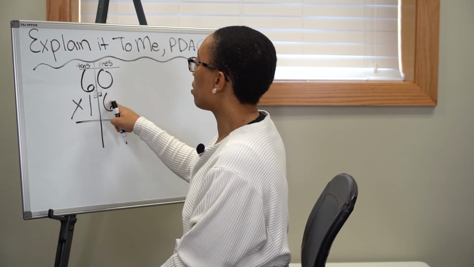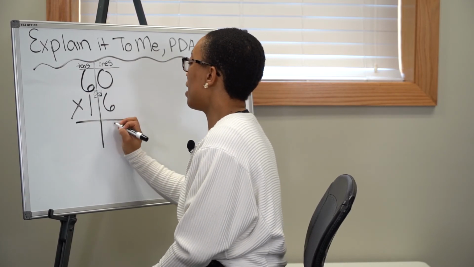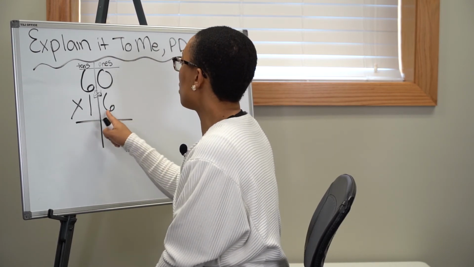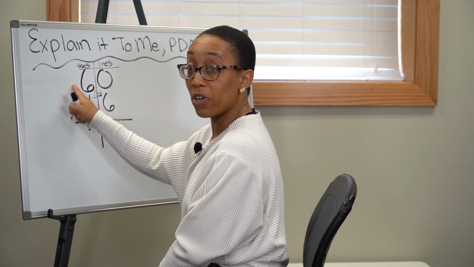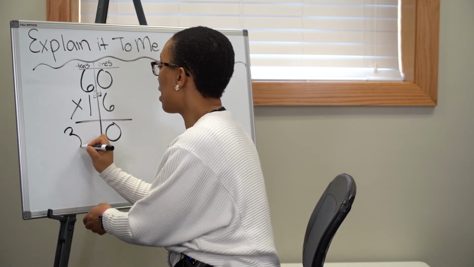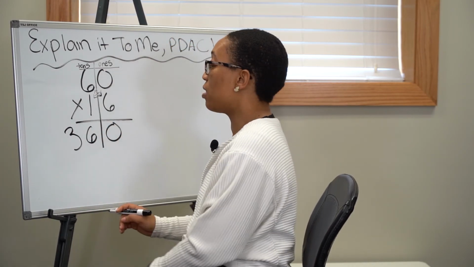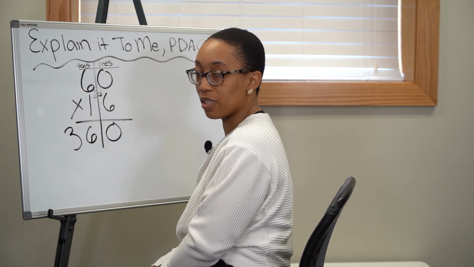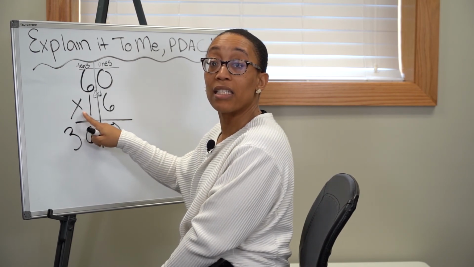So let's start. Starting in the ones column, 6 times 0 is 0. So we write that in the ones column. Then 6 times 6 is 36. Since we don't have any more numbers over here, we write the whole 36 down here. Essentially we just did 60 times 6. That's 360.